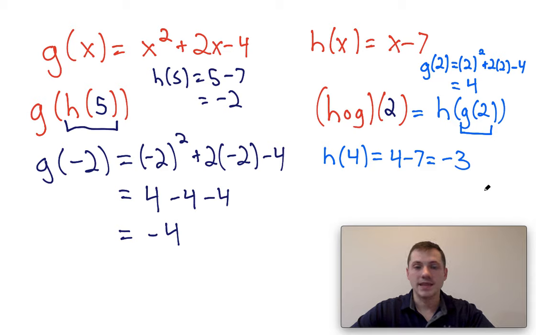And there you have it. That's how you evaluate composite functions that involve numbers on the SAT. In the next video, we're going to describe how to deal with this when instead of g of h of 5, you actually just have g of h of x and you have to figure it out.